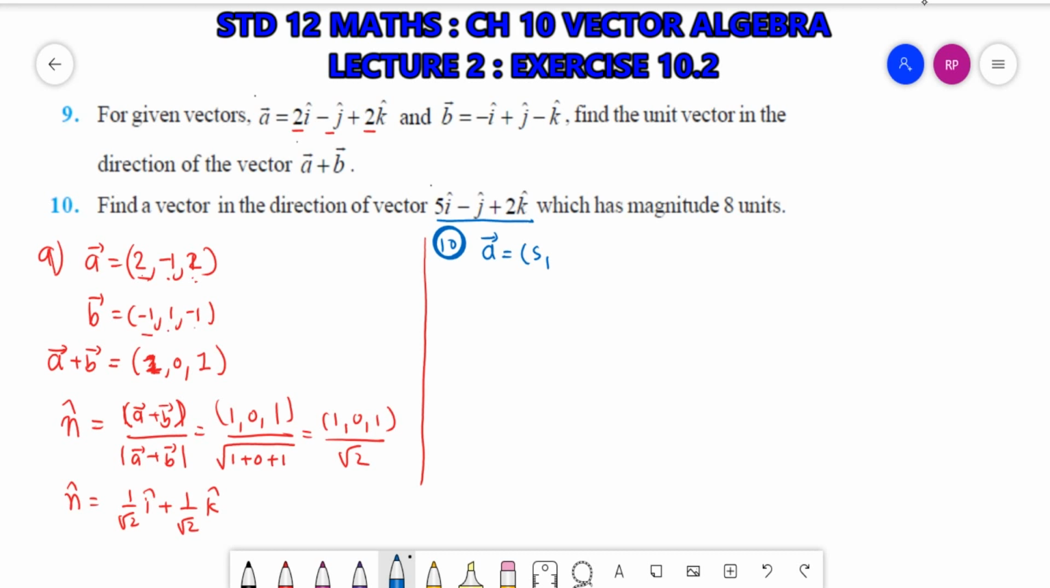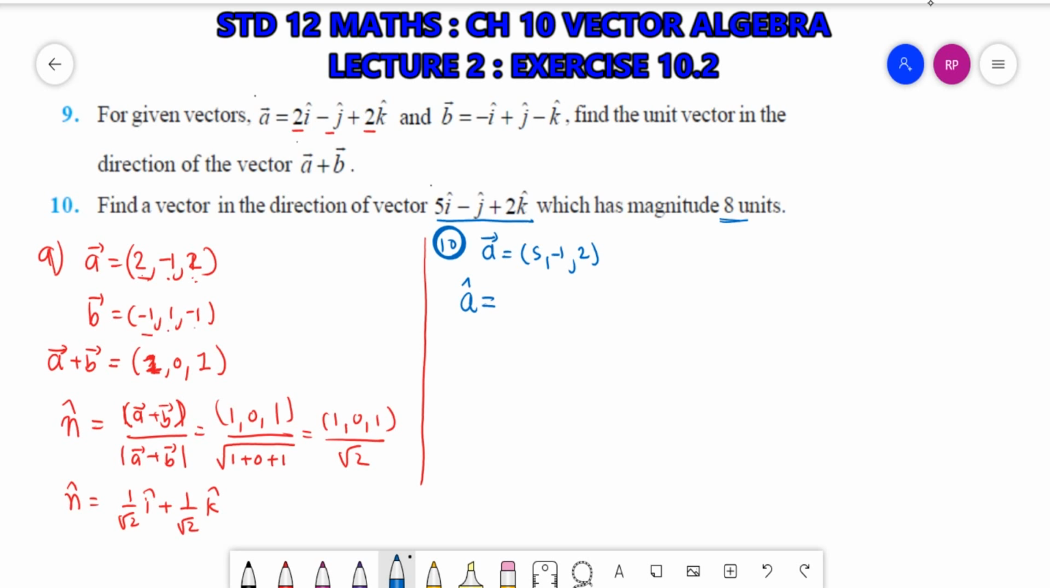5i minus j plus 2k. Now you have to find the vector which is in the direction of a and has magnitude 8. First we will find the direction. How to find direction? Unit vector. The magnitude of a unit vector is 1, so when I multiply it by 8, its magnitude will be 1 into 8, that is 8. So first let's find the direction, that is the unit vector.